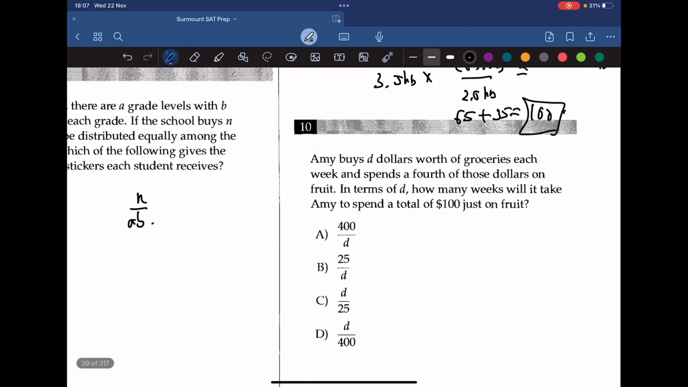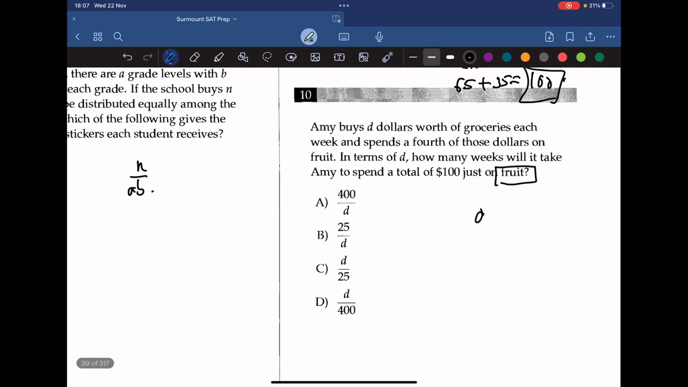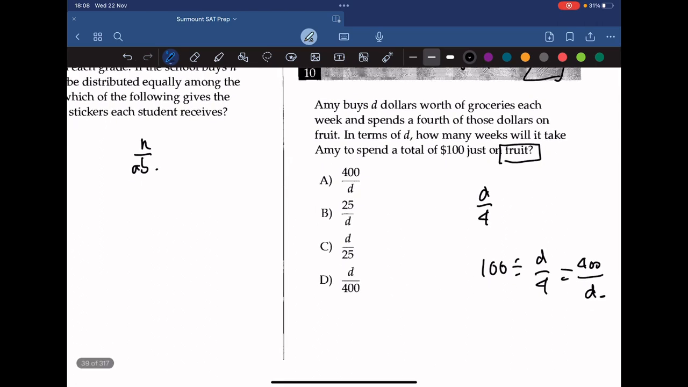Amy buys $D worth of groceries each week and spends a fourth of those dollars on fruit. In terms of D, how many weeks will it take for Amy to spend a total of $100 on just fruit? So Amy spends $D over 4 every week on fruit. So it will take her 100 divided by D over 4, which will give us 400 over D weeks to spend $100 on fruit. So the answer should be A.